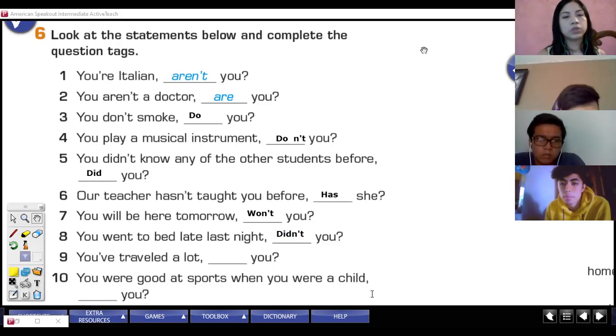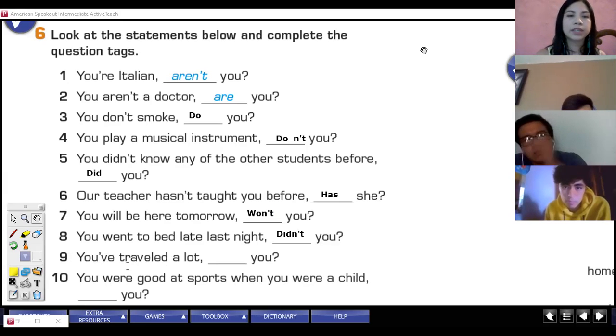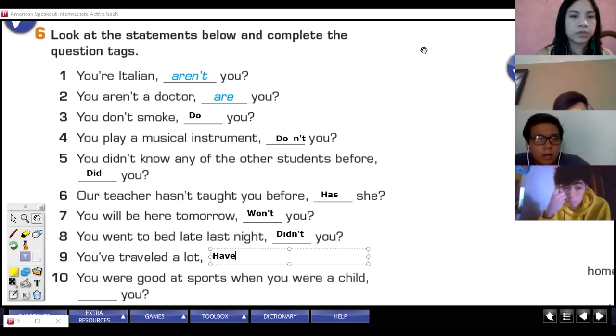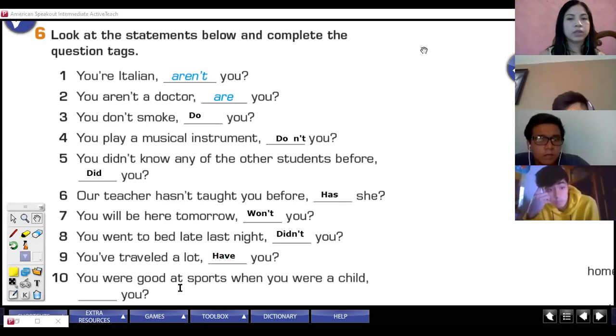Number 9, you've traveled a lot. ¿Qué tiempo es este? You've traveled. You have traveled. Presente perfecto. Yes, present perfect. What is auxiliary? Have. Haven't you?